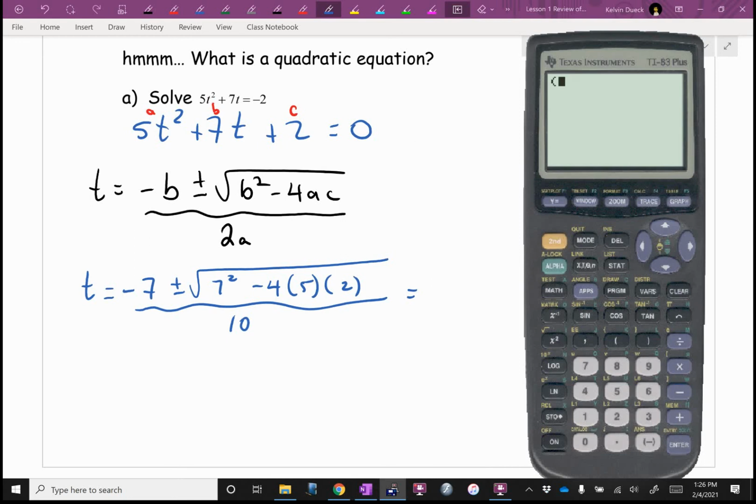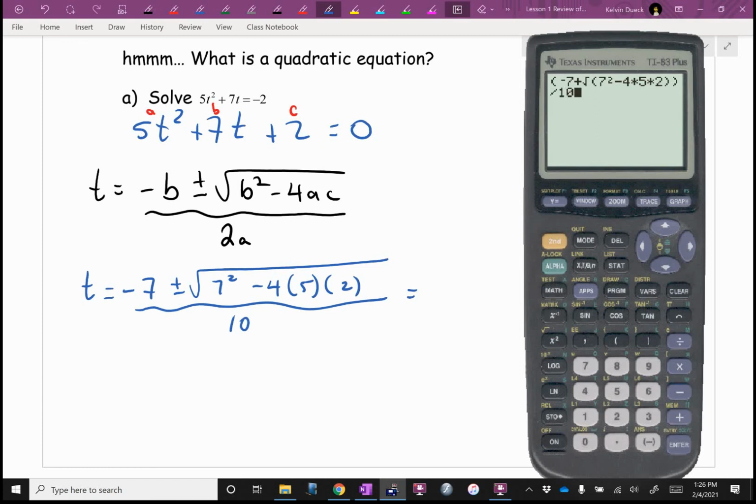Open up a bracket. Negative 7, I can't do plus or minus, so the first time I do plus. Square root, open a bracket. Those of you that have the fancy Casios, I think when you hit the square root, it actually just extends the line for you, so you don't need to open up a bracket, which is kind of nice. 7 squared minus 4 times 5 times 2. Close off the square root bracket. Close off the top, so 2 closed brackets in a row.